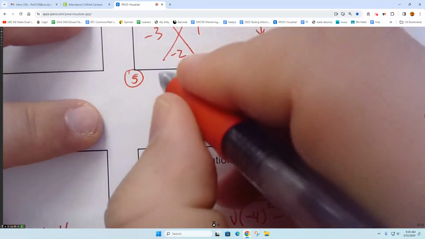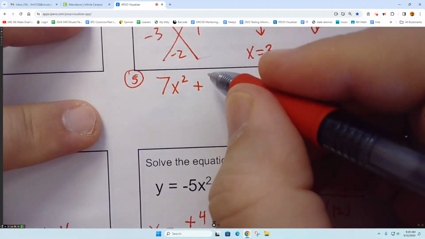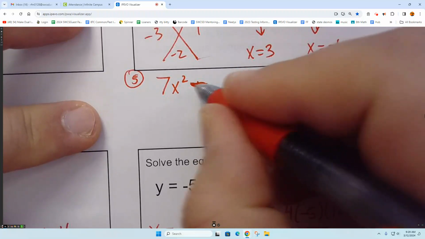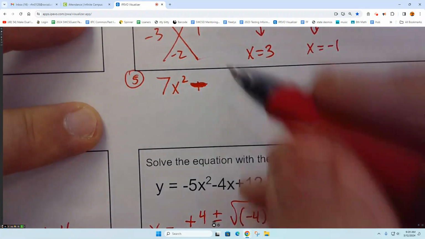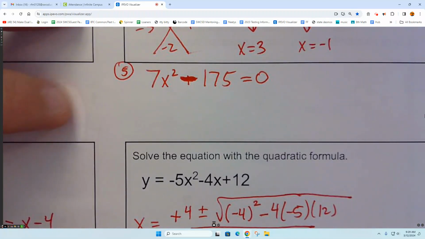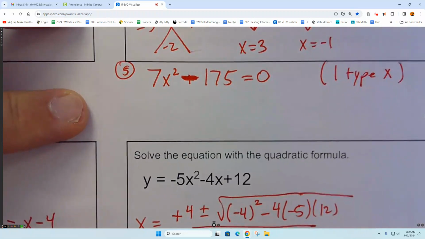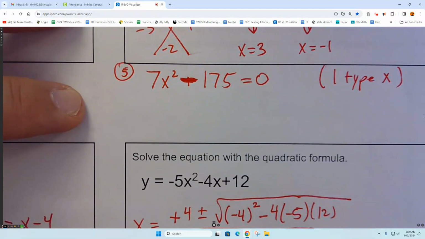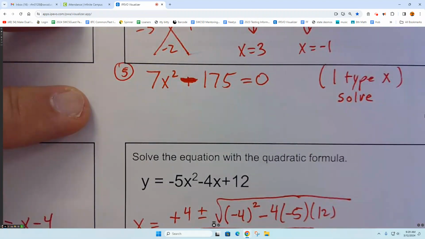Little 5. 7x squared minus 175 equals 0. So this is the type I call 1 type X. Do you remember what we do for 1 type X? I remember learning it, but I don't remember how to do it. I would have said just solve this. This one we could have solved the first day. Do you have an idea?